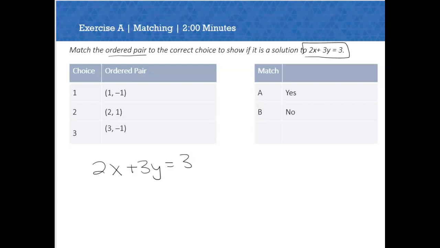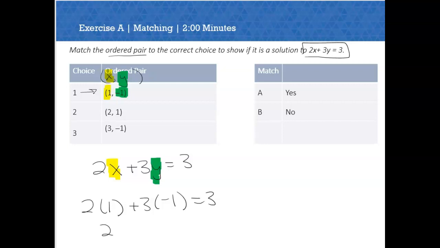So what this is telling us is, remember ordered pairs (x, y). We're going to plug in 1 for x, and then we're going to plug in -1 for y. So we have 2 times 1 plus 3 times -1 equals 3. 2 times 1 is 2. 3 times -1 is -3. We end up with -1 equals 3. Well, that's a big fat no.